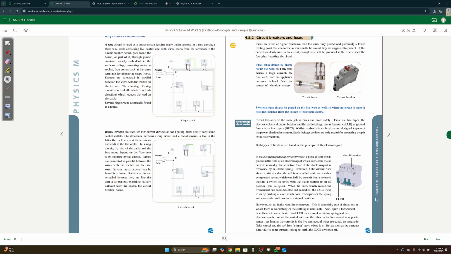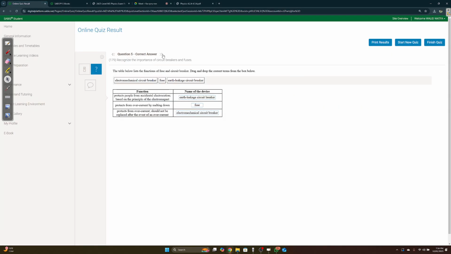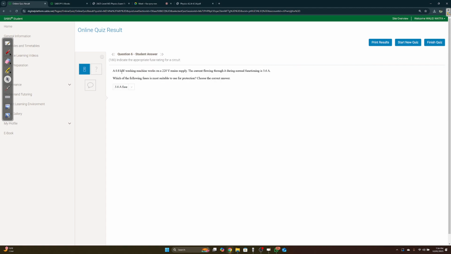The fuse, we said it must always be placed on the live wire. What the fuse does, I didn't explain it. Basically, the fuse is like the circuit breaker. When you place it on a wire, it's very thin. If there's too large a current, overload, the fuse melts and the circuit turns off. That's just how it works. These are very, very easy. Nothing too hard. Memorization, all easy.